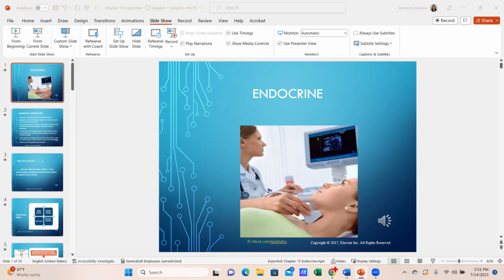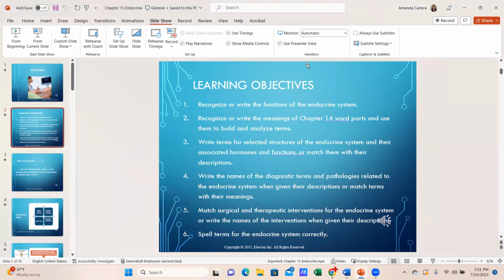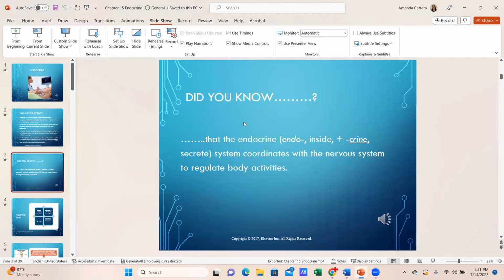So the endocrine system, this system regulates our body function and helps communicate with the body systems. How does it do that? It is through hormones. Okay. Well, let's go through what we're going to talk about here. We're going to recognize functions of the endocrine system. Please disregard the chapter numbers here. We're going to talk about the structure, function, interventions, both therapeutic and surgical, and we're going to make sure we understand the terms in this chapter correctly.